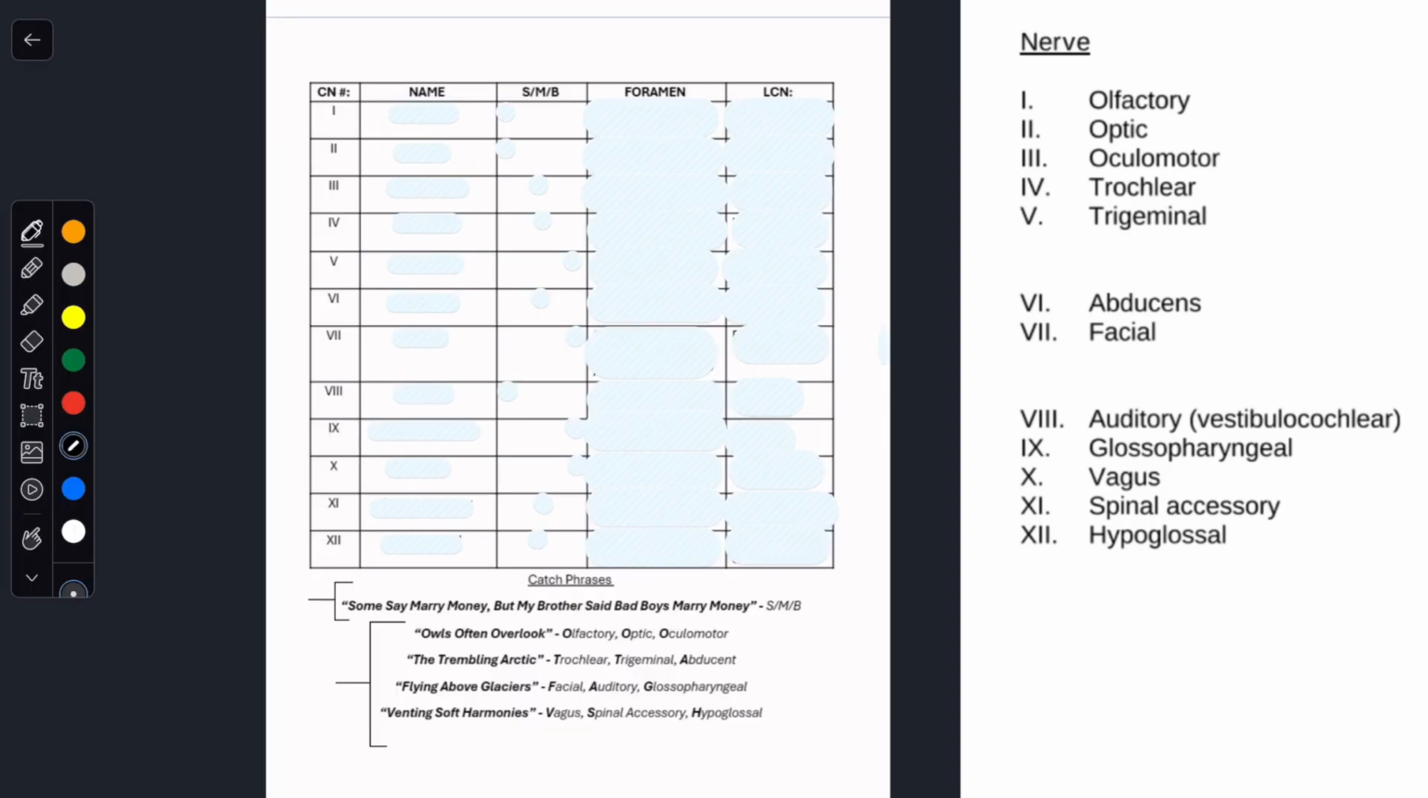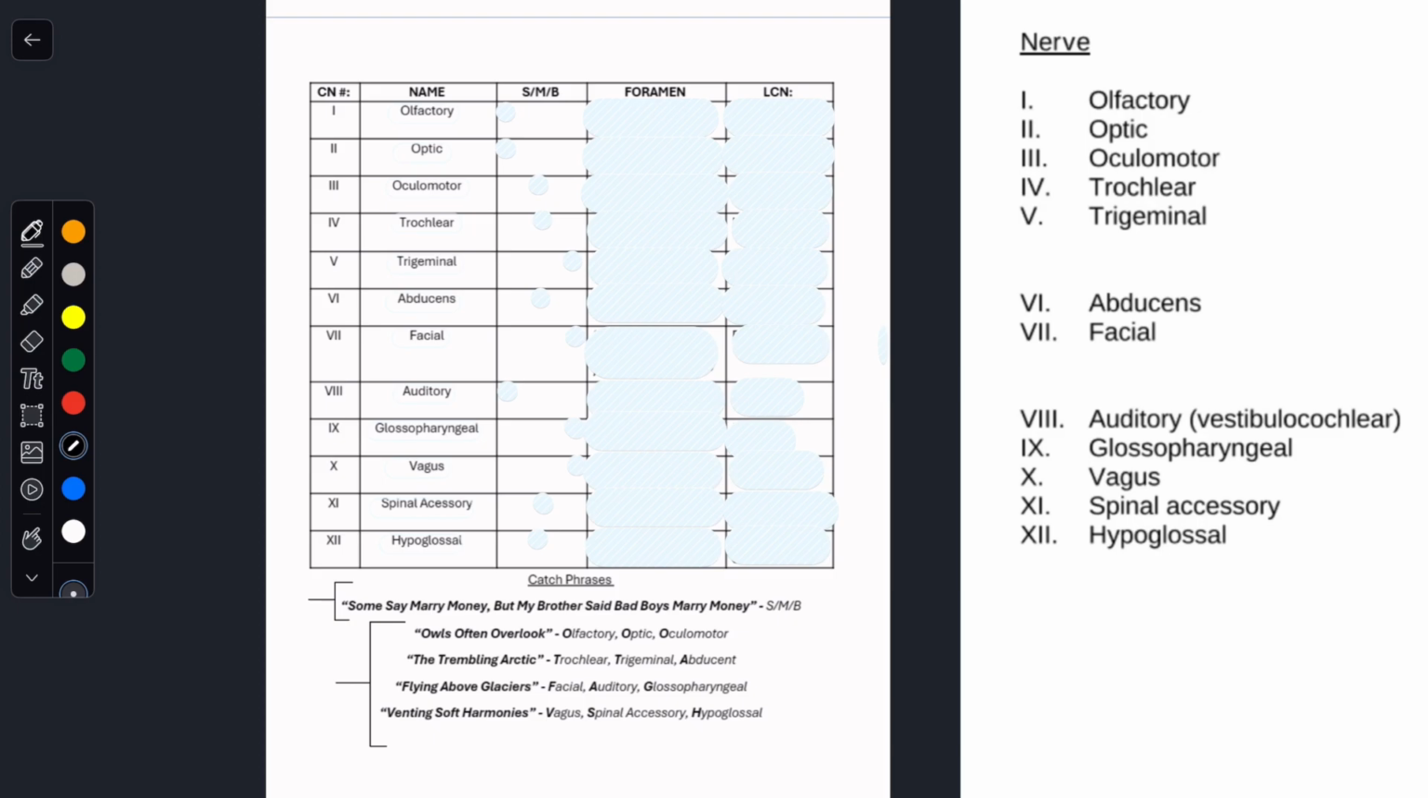Okay, before I go over the arteries of the brain, I wanted to share a simple catchphrase for remembering the nerve names. Memorizing this is going to take a long time without having something to memorize it with, so a simple catchphrase can help. The catchphrase that I made is, owls often overlook the trembling Arctic, flying above glaciers, venting soft harmonies. That works perfectly fine for me, but this catchphrase is all preference. This is just my personal one. So again, owls often overlook the trembling Arctic, flying above glaciers, venting soft harmonies.